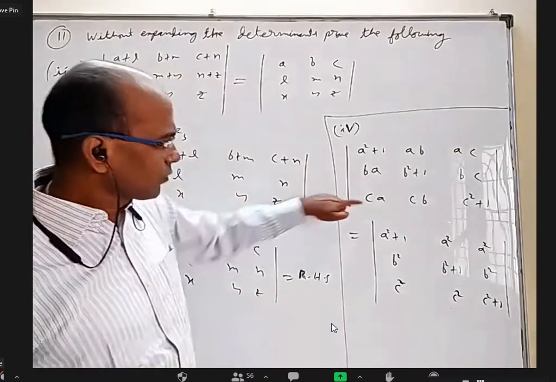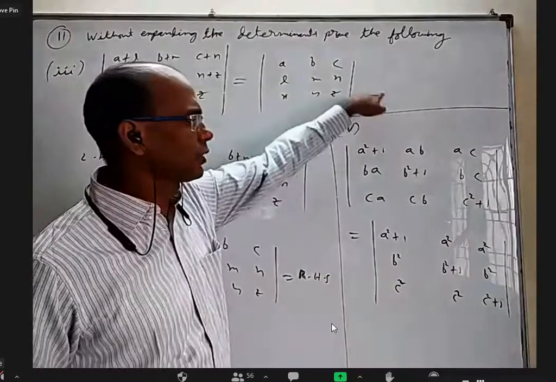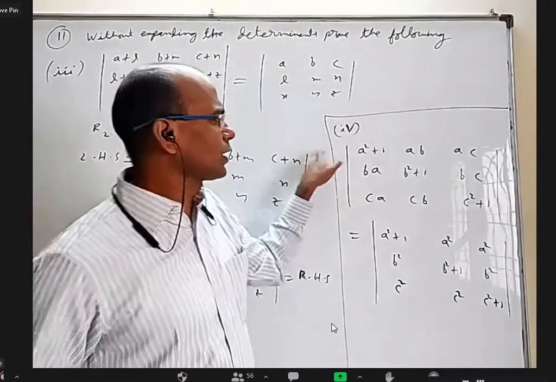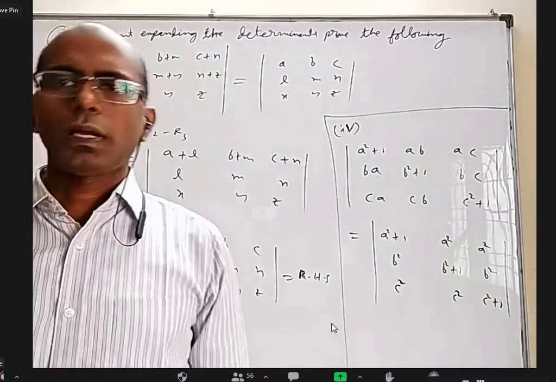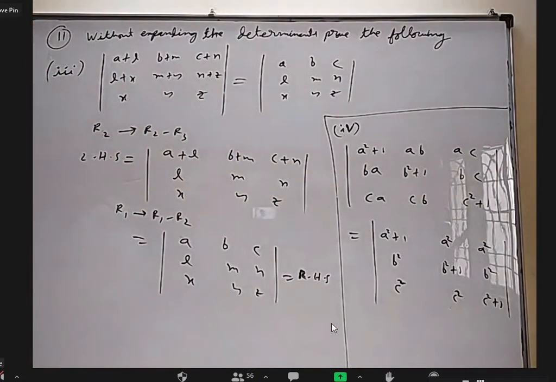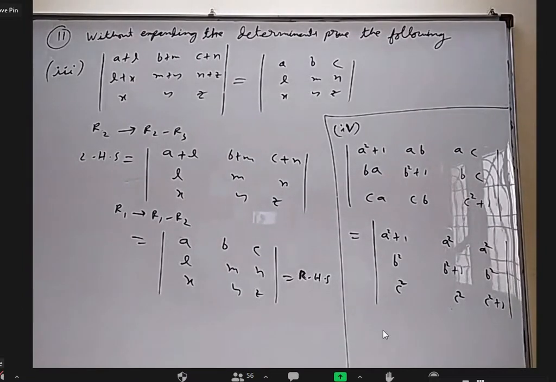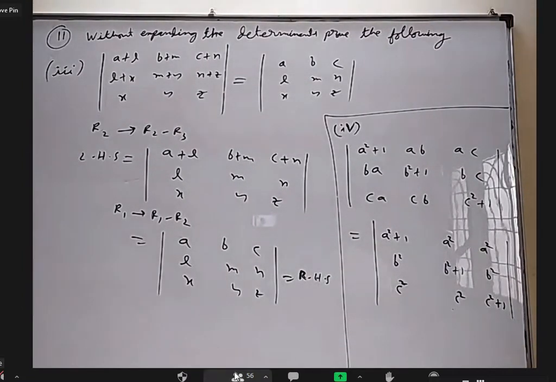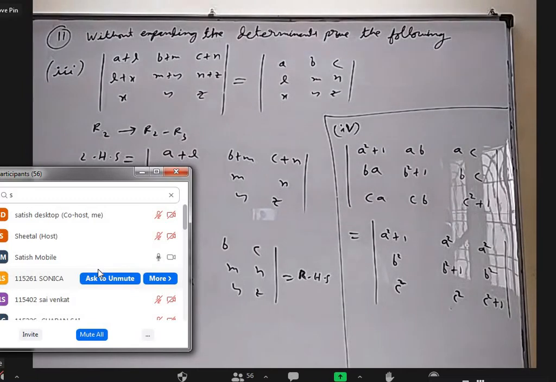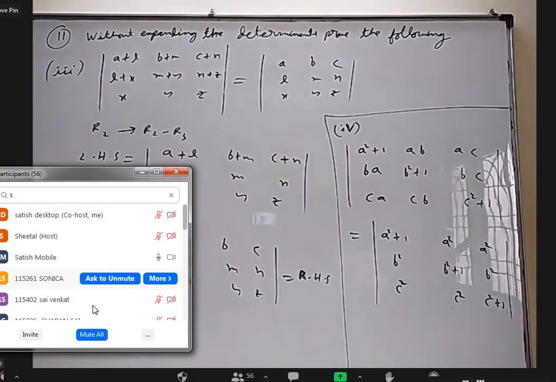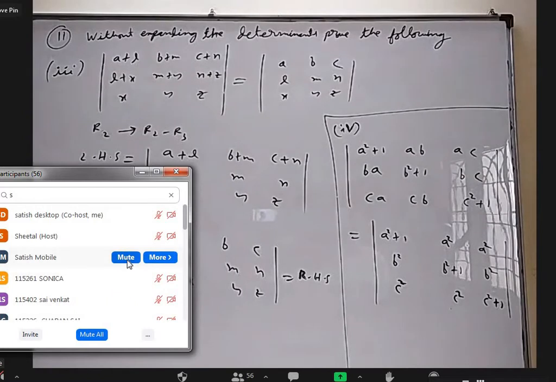Or if you do that, from the first column take A common, from the second column B common, from the third column C common. One A you multiply to the first row, one you multiply to the second row, one you multiply to the third row. I'm just giving the hint, but you can try it later on. I'll write the solution, but you just try based on the hint. In columns you have to take A, B, C common respectively, and rows you have to multiply with A, B, C respectively. That is a hint.